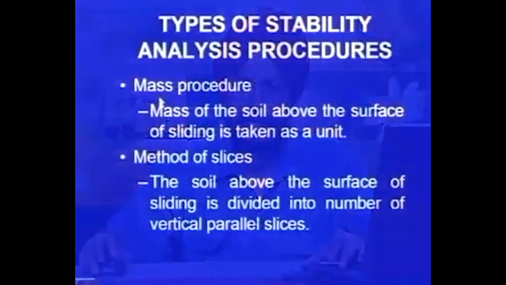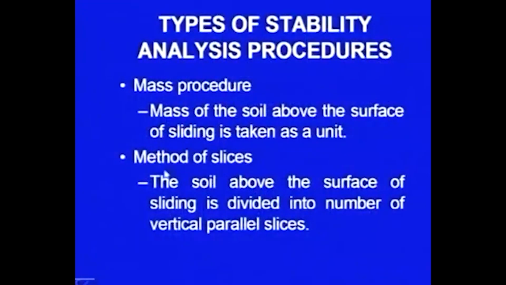Now, let me come to what are the different types of stability analysis procedures. We divide them in two broad categories. One is the mass procedure and second one is the method of slices. Mass procedure means the mass of the soil above the surface of sliding is taken as a unit.